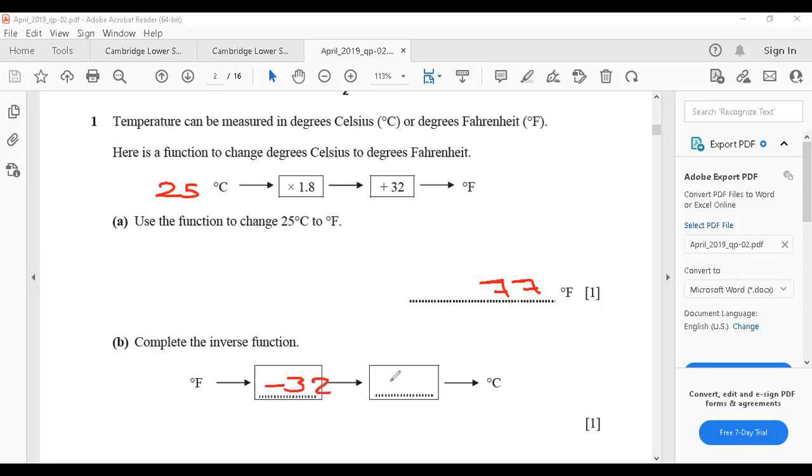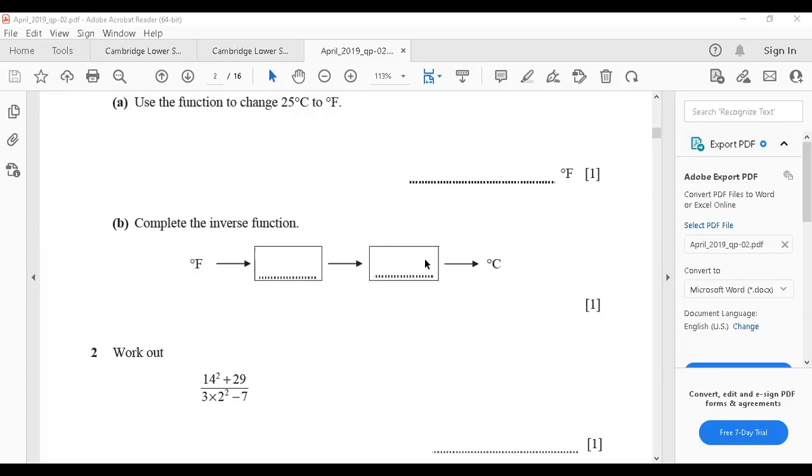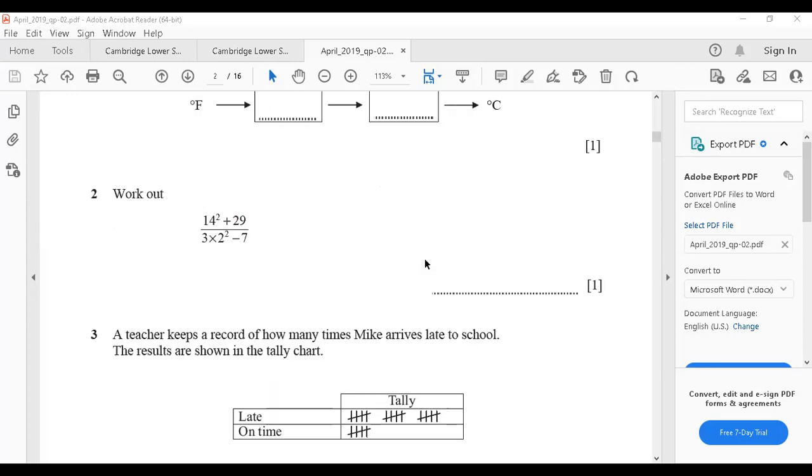Then divide by 1.8. Do you understand this? 1.8. As long as I'm starting from the end, so every operation I have to meet, I have to put the inverse operation. Okay? Do you understand this part? Okay. So this is for number one.